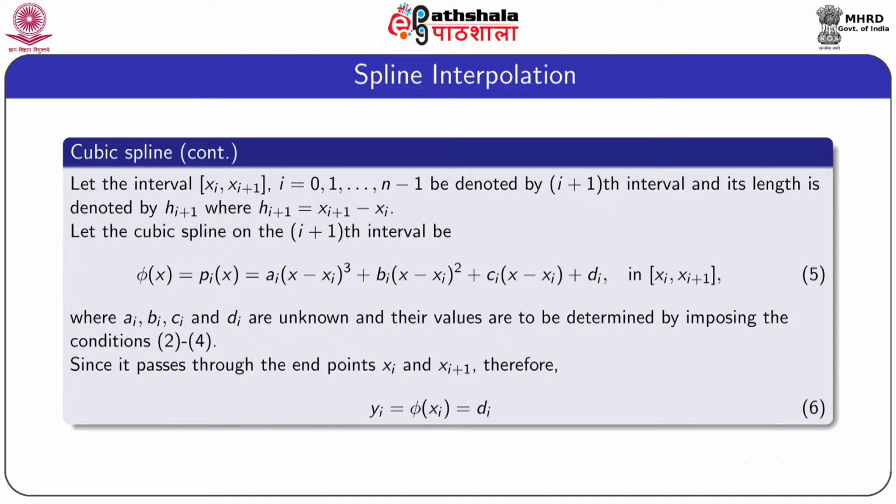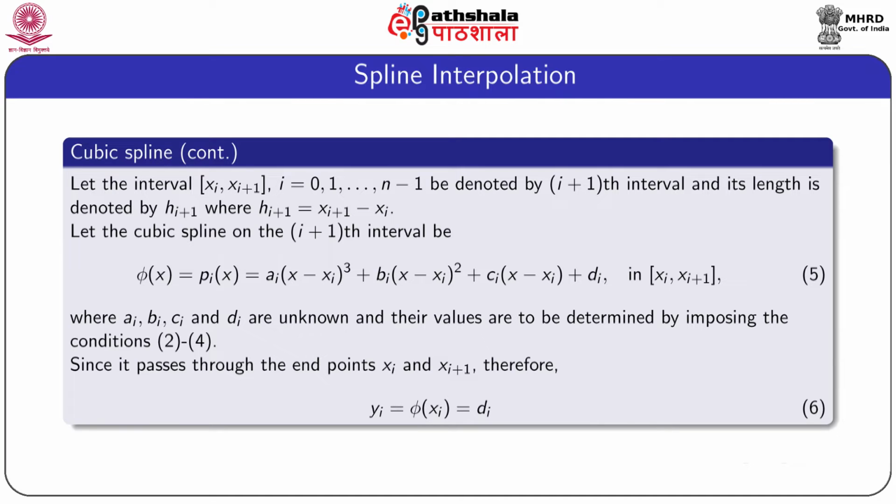Now, let the cubic spline on the interval i plus 1 be defined by phi(x) = p_i(x), which is equal to a_i (x - x_i)^3 + b_i (x - x_i)^2 + c_i (x - x_i) + d_i. This is the (i+1)th polynomial within the interval [x_i, x_{i+1}], where a_i, b_i, c_i and d_i are unknown, and their values are to be determined by imposing the conditions mentioned in the previous slide: the slope condition, curvature condition and the condition for polynomial interpolation.